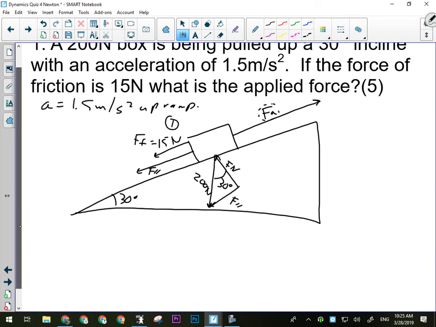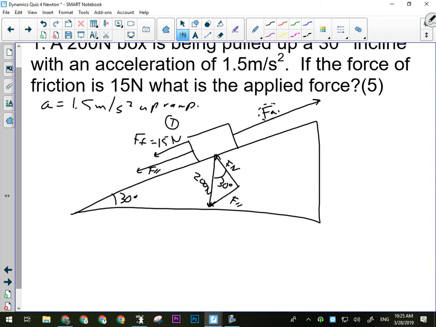Next thing I need to find is F parallel. I don't have to find FG because they gave it to me. So F parallel will be the sine of 30 times 200 newtons, which is 100 newtons. So they can have a mark for that. Sorry, force parallel is 100 newtons.